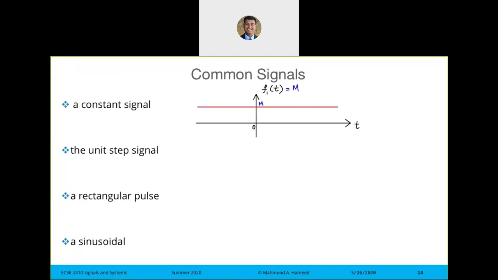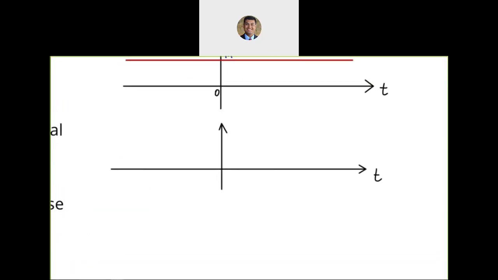Next, unit step. Unit means 1, step means it is going up. All right, so let's plot that. I've got my y-axis here, I've got my x-axis here, time on this guy. And for unit step, I will say f2 of t. Unit step is one of the very common signals, so I will use u of t for that. So wherever you see u of t, you know that it is referring to the unit step. How does it look like?